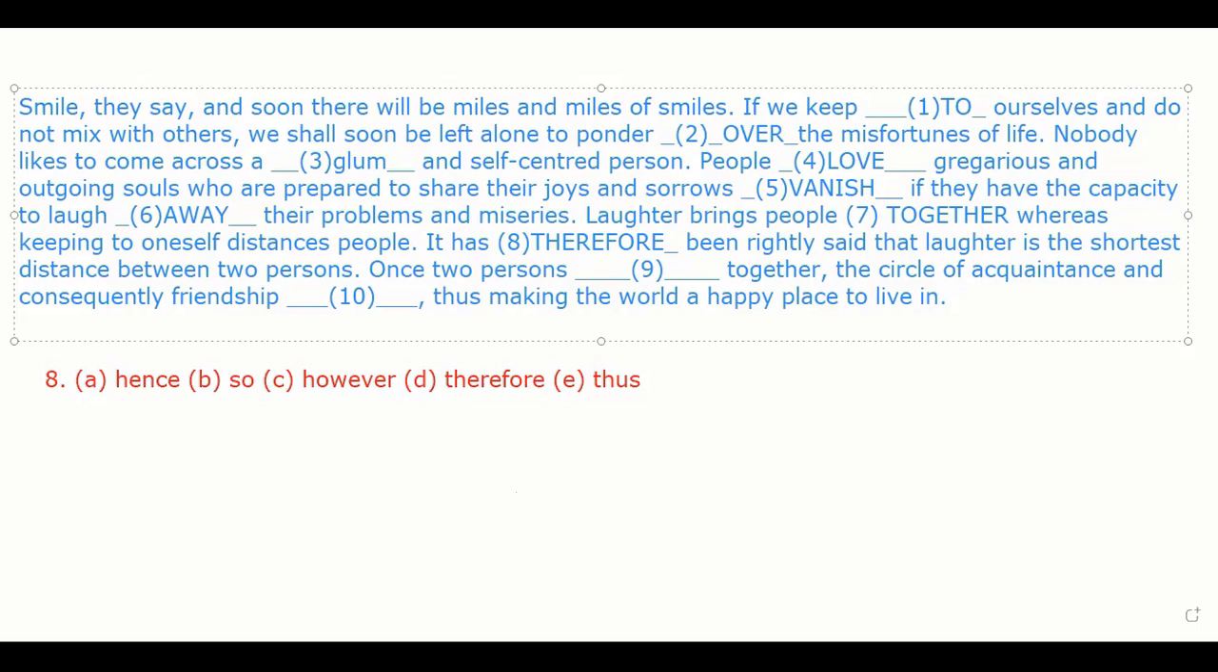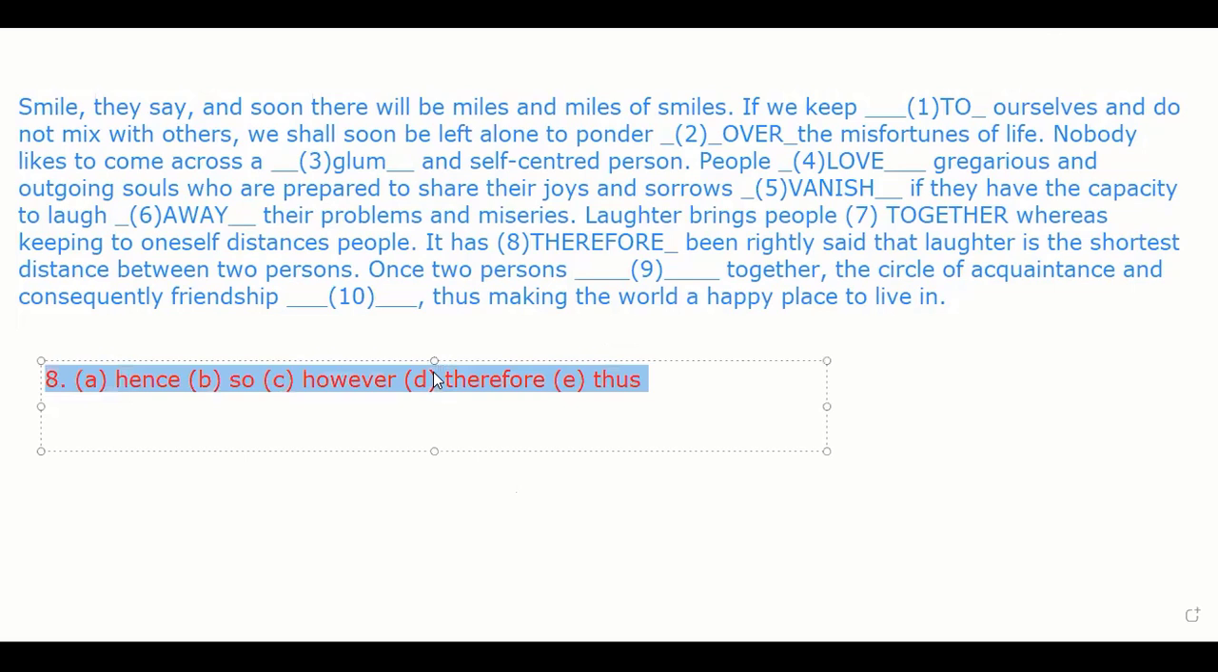Number 9. We have 10 in this, right? Okay. The ninth: It has therefore been rightly said that laughter is the shortest distance between two persons. Once two persons dash together. Tell me everybody the answer. Achintya says A. Once two persons get together, okay.